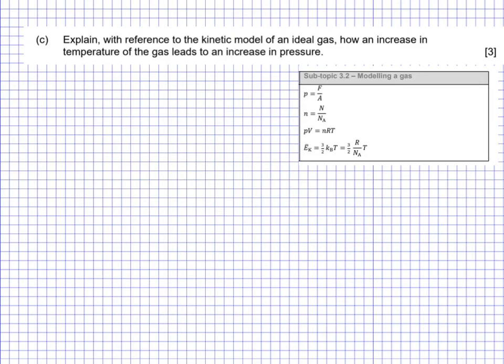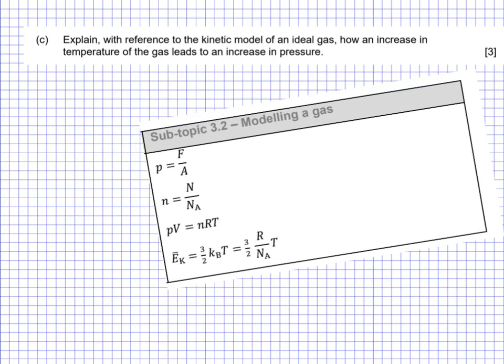Okay, so the last question, C, is a qualitative question. It's asking us to explain, with reference to the kinetic model of an ideal gas, how an increase in the temperature of the gas would lead to an increase in the pressure. Okay, well, let's start off just by looking at our kinetic model of the ideal gas, and that would of course be this Boltzmann formula that we just previously used. So let's just enlarge this a little bit. This is again just from our data sheet.